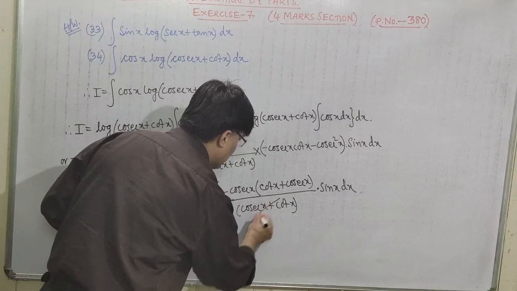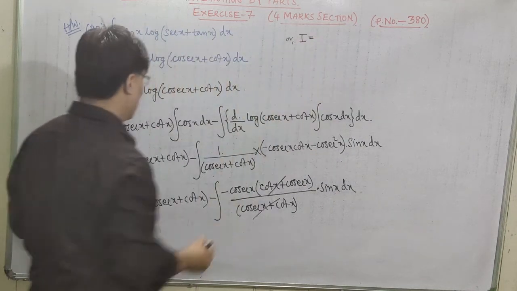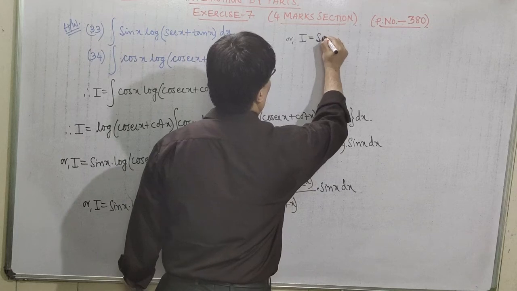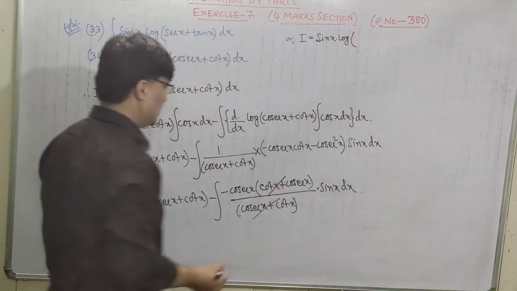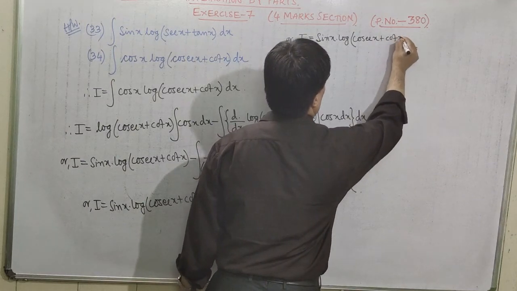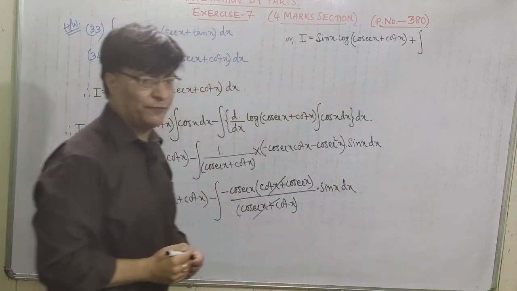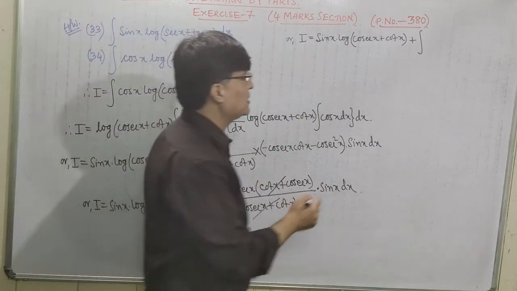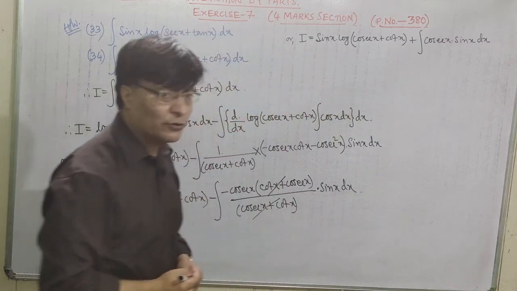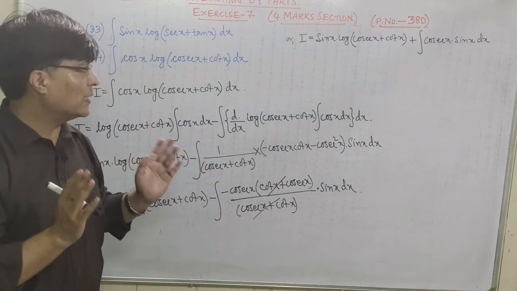Understood? So now here this cosec x plus cot x will be cancelled. So in the next step, I is equal to, what is the first function? Sin x into log of, within bracket, cosec x plus cot x, right? And minus into minus is plus. Plus integration of, now there is cosec x into sin x. Minus into minus plus, and this is cosec x into sin x dx. Is that clear to all of you?